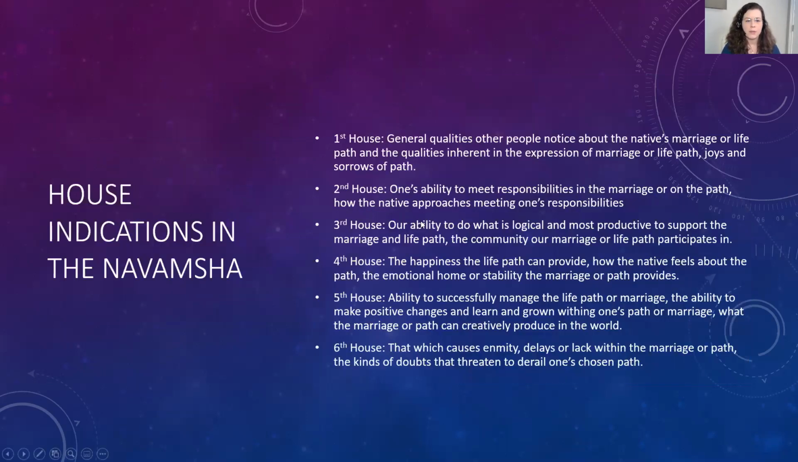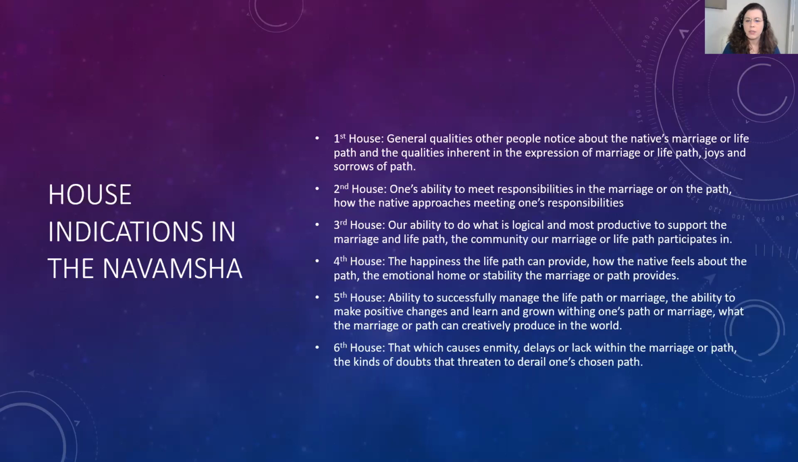So let's talk about some of the house indications in the Navamsha chart. When we consider the first house, it speaks to the general qualities other people notice about the native's marriage or life path, and the qualities inherent in the expression of the marriage or the life path, the joys and sorrows of that path. The second house is one's ability to meet responsibilities in the marriage or on the path, how the native approaches meeting one's responsibilities.